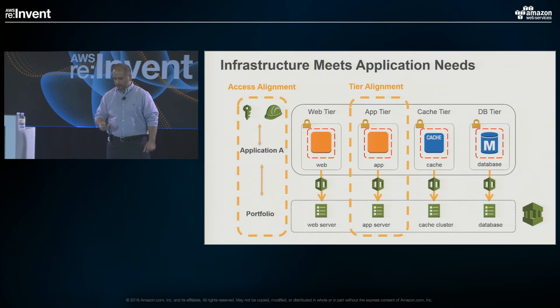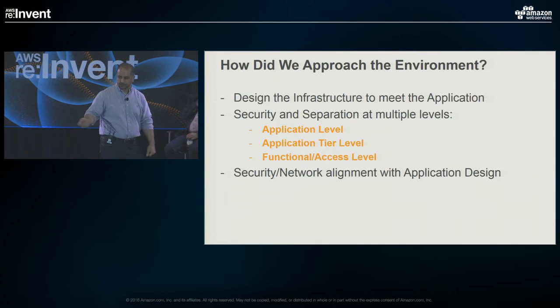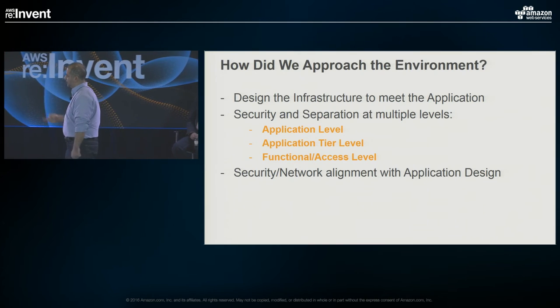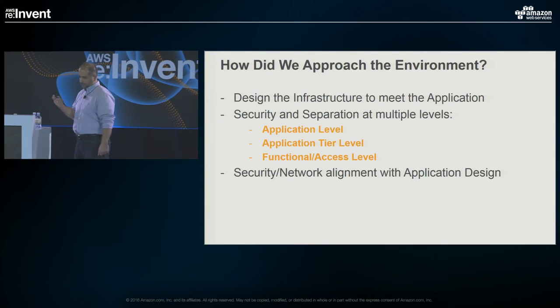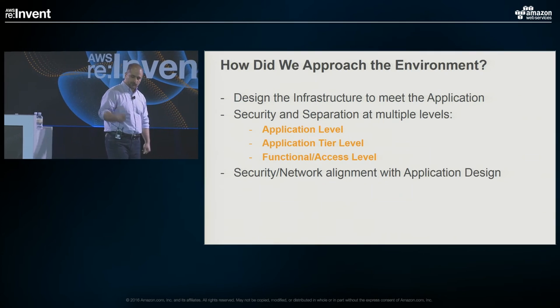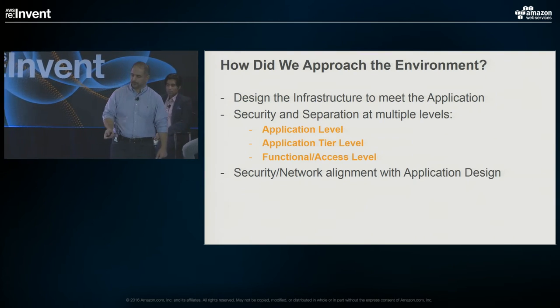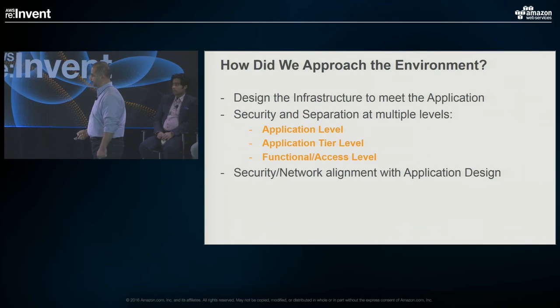So let's just review what I just mentioned here. We designed the infrastructure to meet the application following AWS best practices. We did security and separation on three levels: application level, application tier level, and function and access level. And you make sure your security and your network is aligned with your application design.